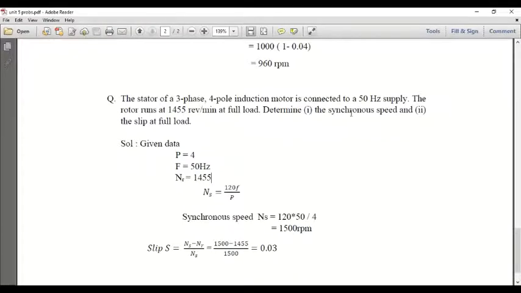So we have to find out the synchronous speed. We know the synchronous speed ns is equal to again 120 f by p. So ns is equal to 120 into 50 by 4, which is 1500 rpm. And then we must find out the slip at full load. So s is equal to again ns minus nr by ns, that is equal to 1500 minus 1455 by 1500. We will get 0.03 as the slip, that is 3%.